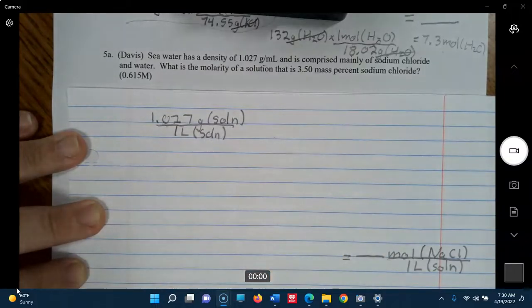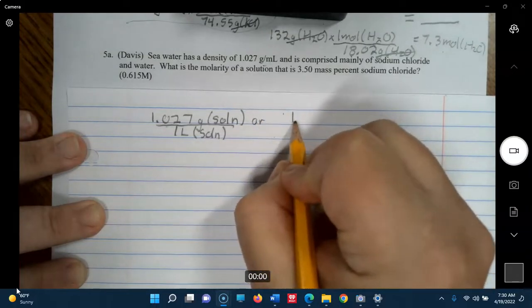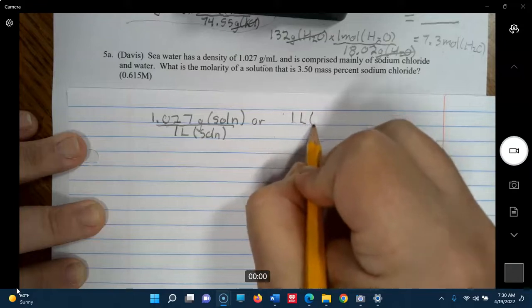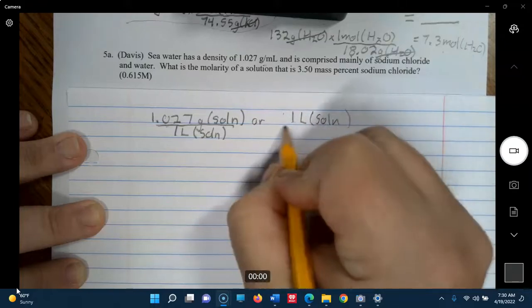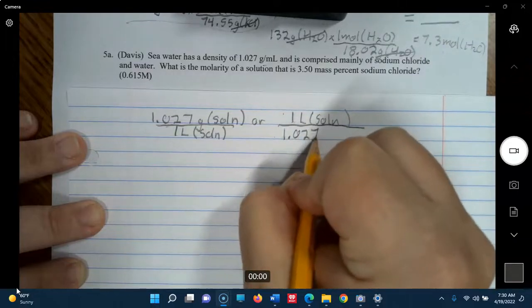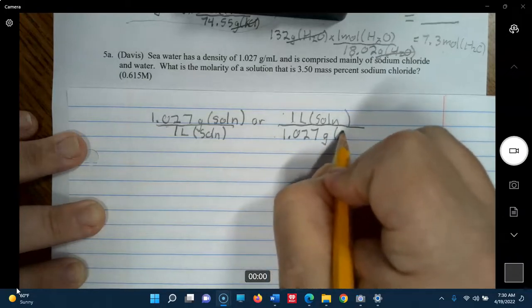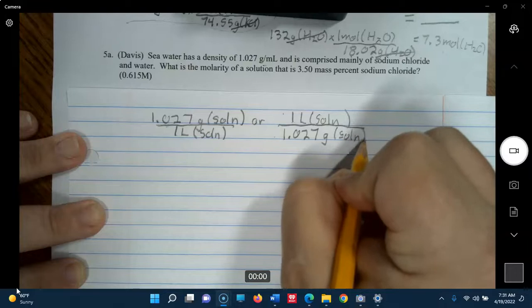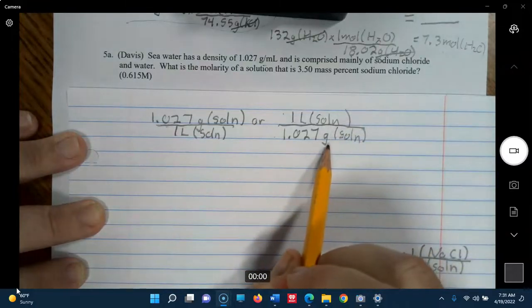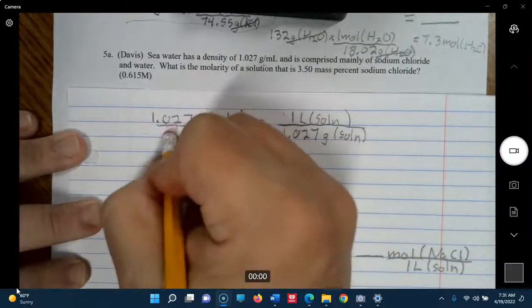Okay? So of course now we can write the other equivalency. We'll go ahead and do that. It's put the, or if you want to put that there, 1 milliliter of solution over 1.027 grams of solution. So remember, if this were pure water, it would be, it should have been milliliters, my bad. Let me correct that.